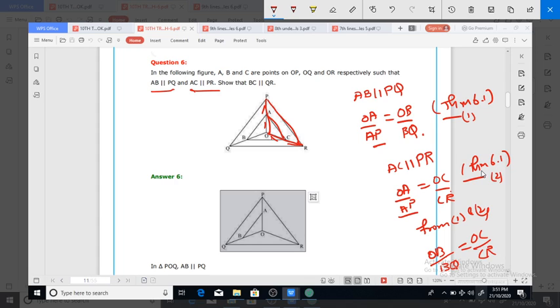So by observing, these two are proportional. When these given lines are proportional, which are these? OB and BQ, OC and CR are proportional. Then we say BC is parallel to QR. By what theorem? Theorem 6.2. What is theorem 6.2? That is the converse of Thales theorem.